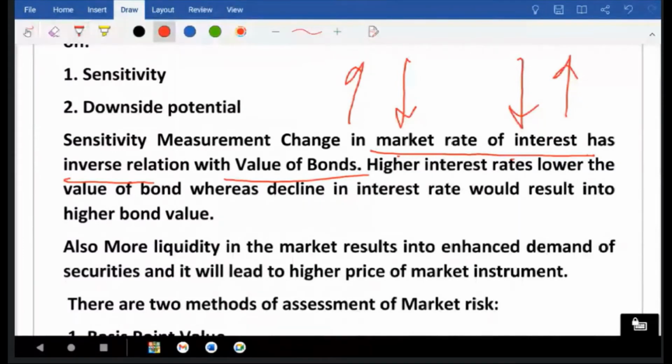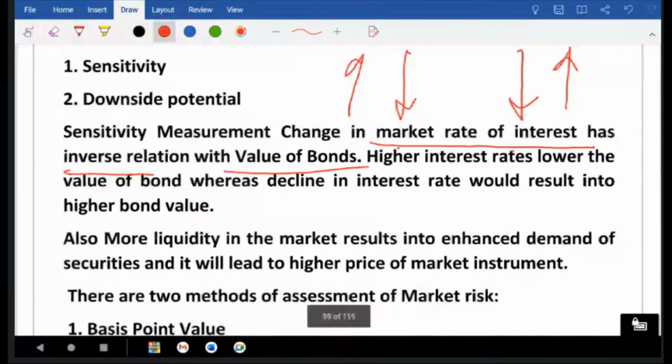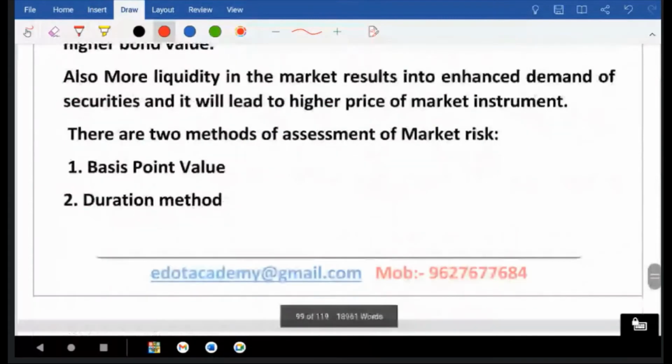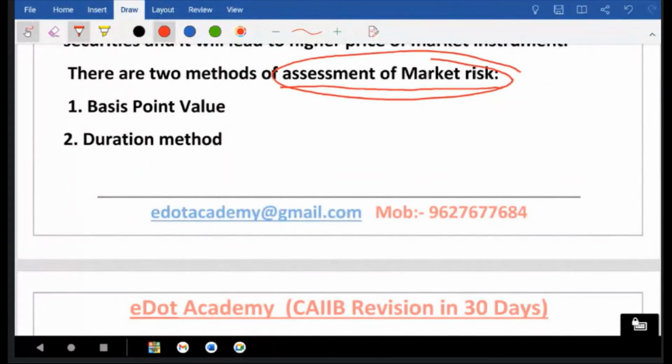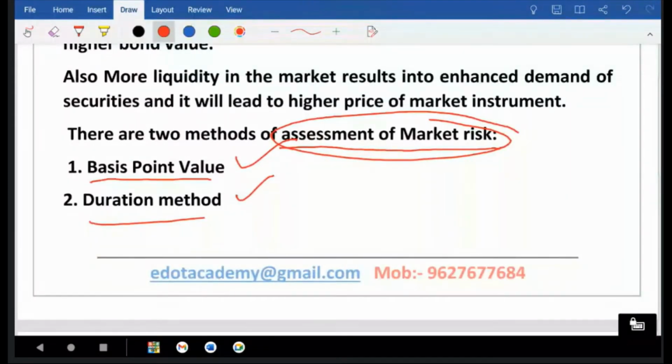And there are two methods for assessment of market risk. Keep in mind, assessment of market risk. So we are assessing the market risk. Now we have basis point value and duration method. These are the very important methods of market risk. I'll repeat once again: basis point value, or in short we say BPV, and the duration method. So we'll see them one by one.